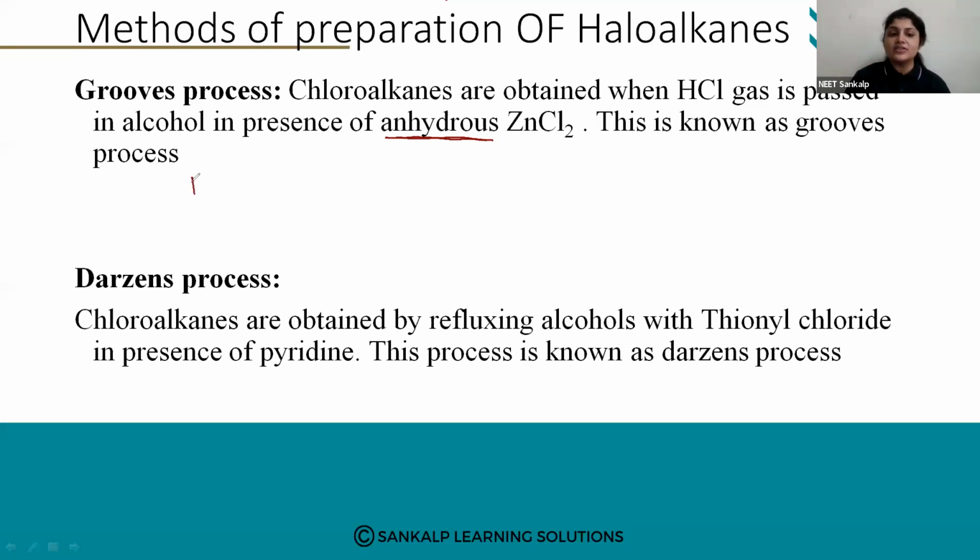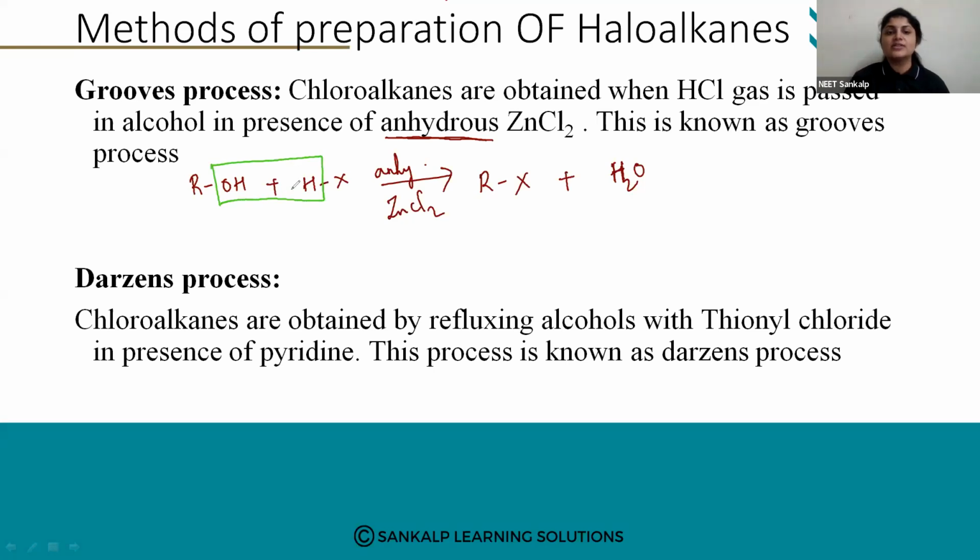I'll write the reaction. Alcohols are treated with halogen acid, that is HX, in the presence of anhydrous ZnCl2, giving you RX, that is alkyl halide, plus water, H2O. Here you can see what is happening: this is getting combined, forming water and RX. This is Groove's process.